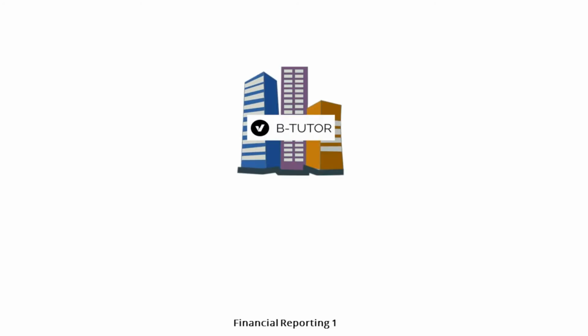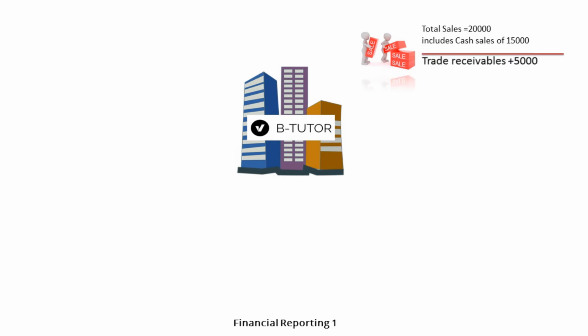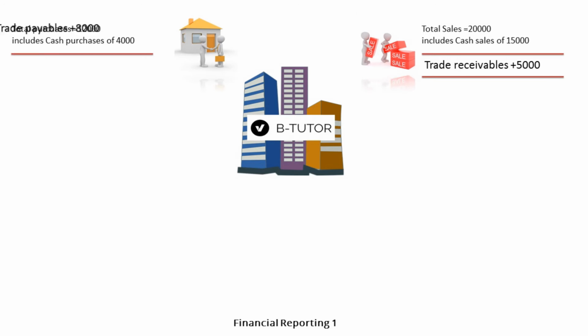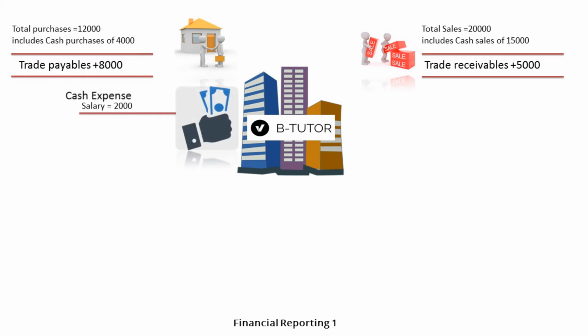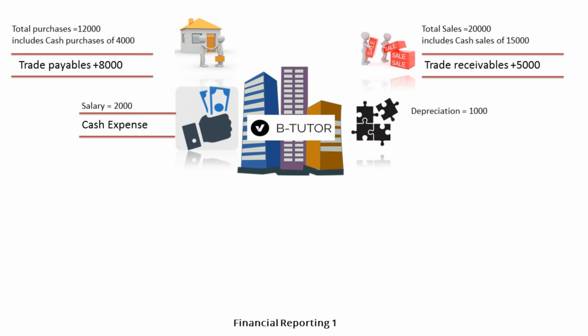BTutor is a company with sales amounting to 20,000, which includes a cash sale of 15,000. It means the resulting 5,000 will be credit sale. Next, we have purchases amounting to 12,000, which includes cash purchases to the extent of 4,000. It means trade payables of 8,000. Next, salary for the year amounting to 2,000, all cash, and depreciation amounting to 1,000 on fixed assets.